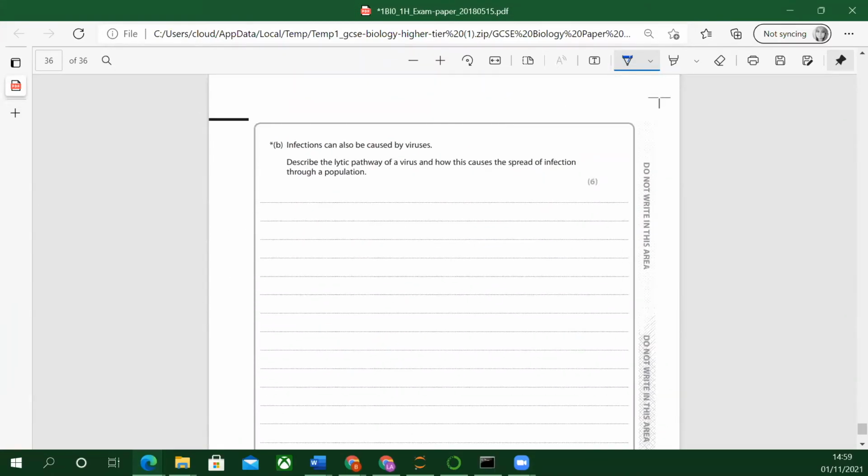Okay, 6 mark. Right at the end of the paper now. Okay. So infections can also be caused by viruses. Describe the lytic pathway of a virus and how this causes the spread of infection through a population. So people have probably learned a lot about viruses recently. Okay, so it sounds more difficult than it is. Okay, so viruses, remember they're like parasites.